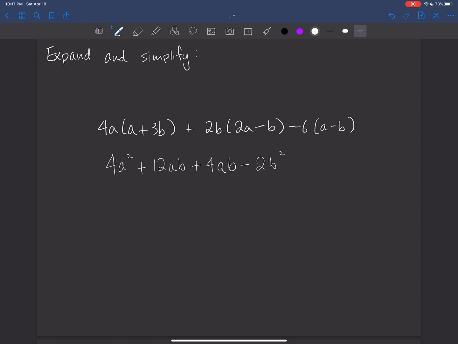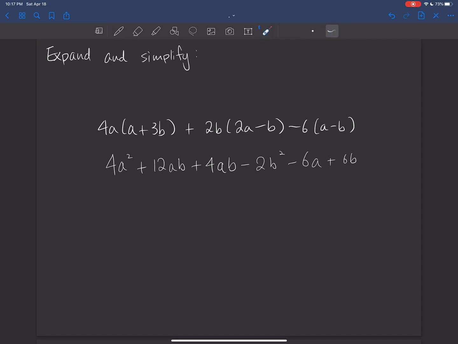And I want to multiply the negative 6 to a minus b. So negative 6 times a is minus 6a. And negative 6 times negative b would be positive 6b. And I want to find all the like terms.